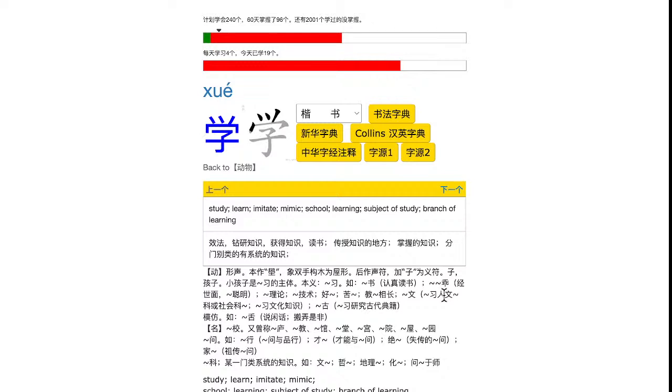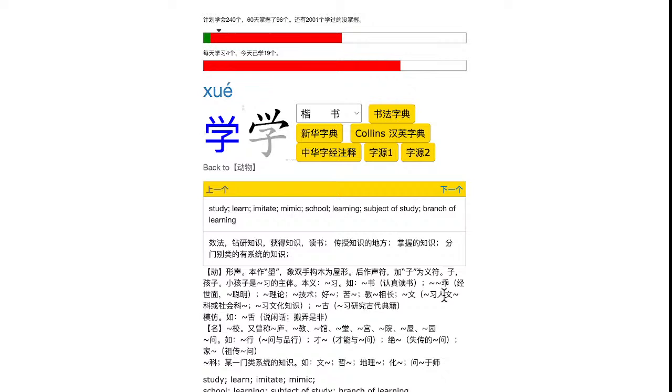学 means study. 学 is a very common word. 学 means study, learn, imitate. Okay, mimic. That means 学. But it also means school. 学校, right? 学堂, 学馆, 学院. That means any kind of learning institute. And also a particular type of learning, basically a general learning of a person. For example, 学问, 学行, 才学, that refers to that person's learning. That means that person is very knowledgeable.